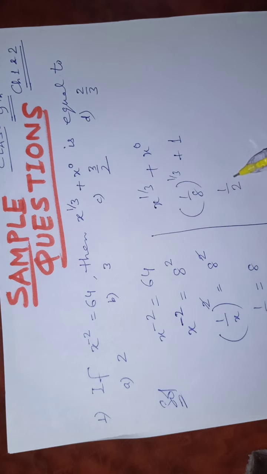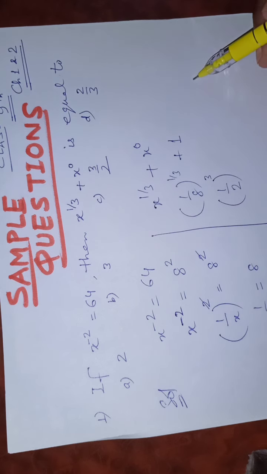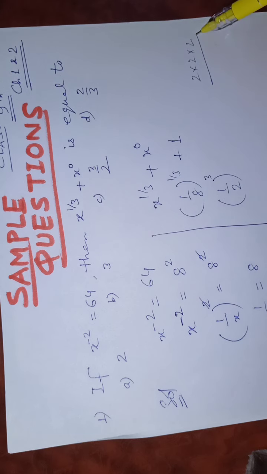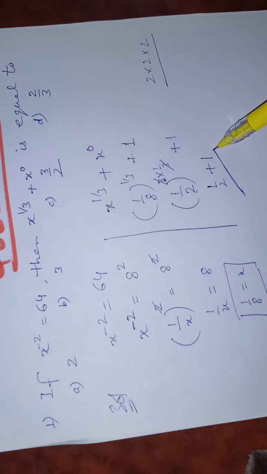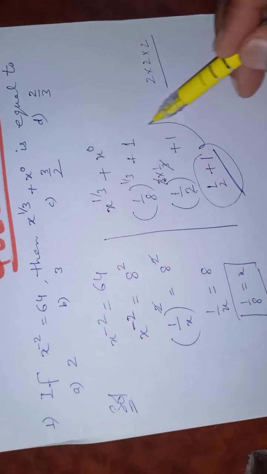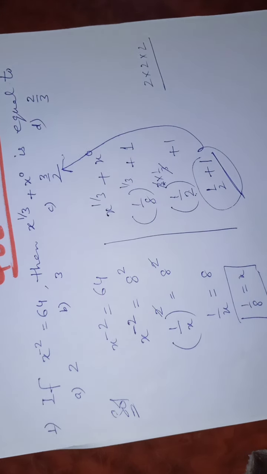So it is 1 upon 2 power 3. Okay. 8 can be written as 2 into 2 into 2. So 2 raised to the power 3 into 1 upon 3. This 3 is for the power of 1 upon 2. 1 upon 8 can be written as 1 upon 2 raised to the power 3 plus 1. So when we cancel it, it becomes half plus 1. So half plus 1, what it becomes? It goes to 3 upon 2.